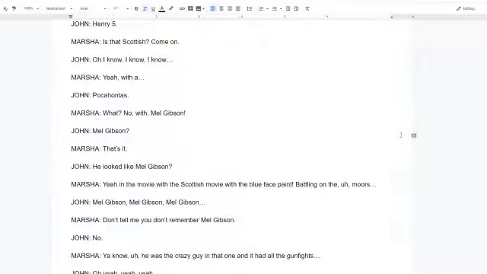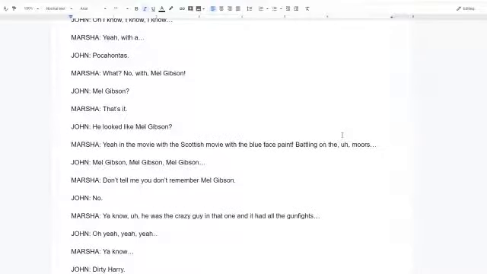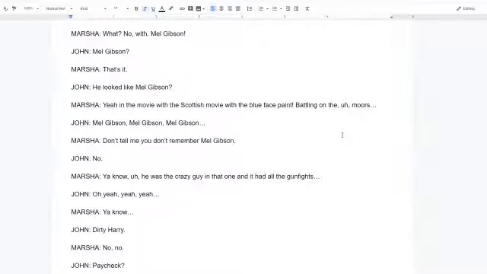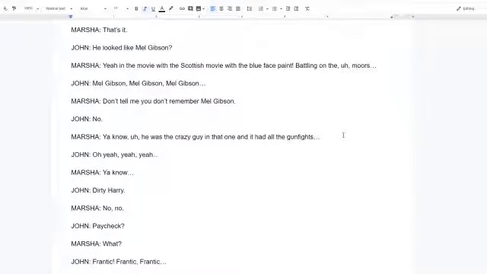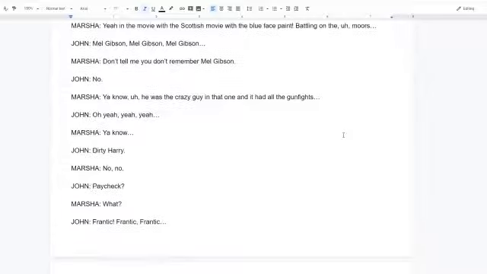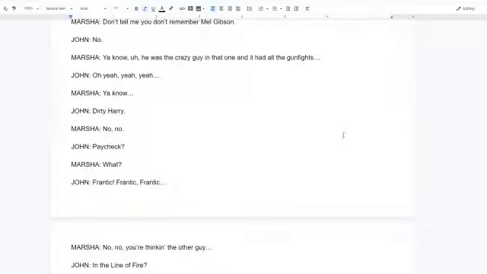Pocahontas? What? With Mel Gibson. Mel Gibson. That's it. He looked like Mel Gibson? Yeah, in the Scottish movie with the blue face paint, battling on the moors. Mel Gibson. Mel Gibson?  Don't tell me you don't remember Mel Gibson. No. You know, he was the crazy guy in that one, and it had all the gunfights. Oh, yeah. Yeah, you know?